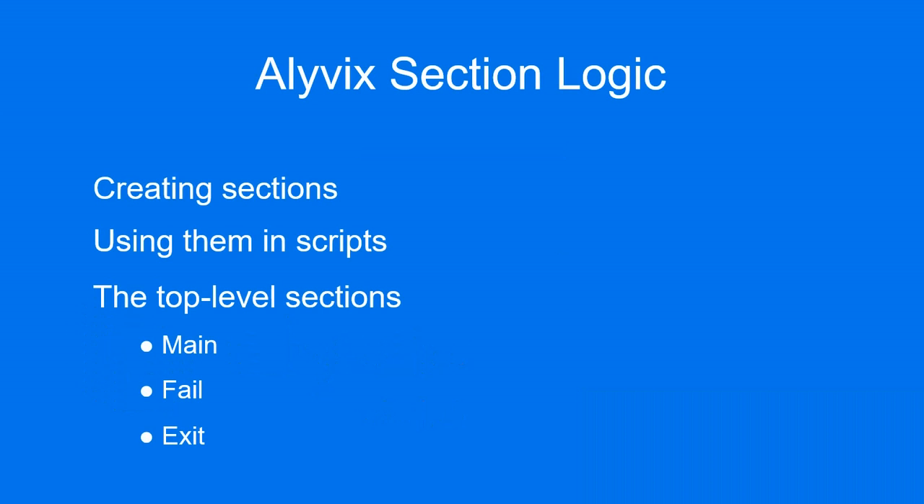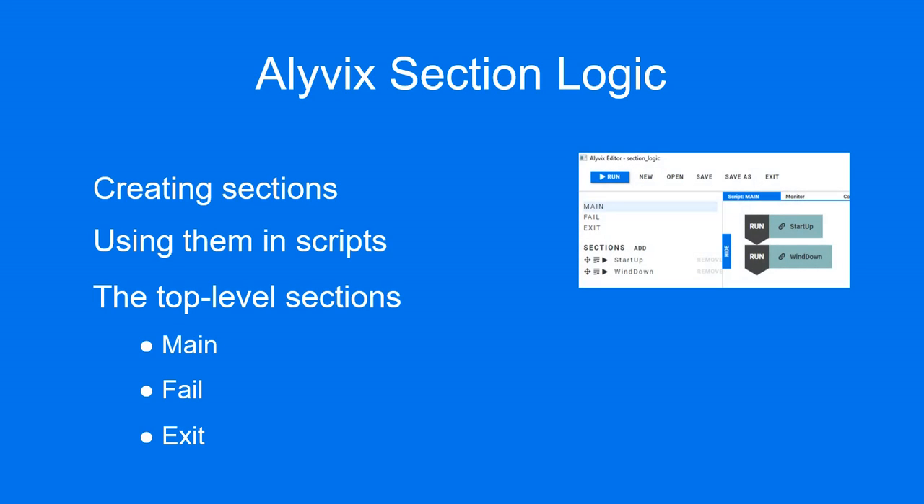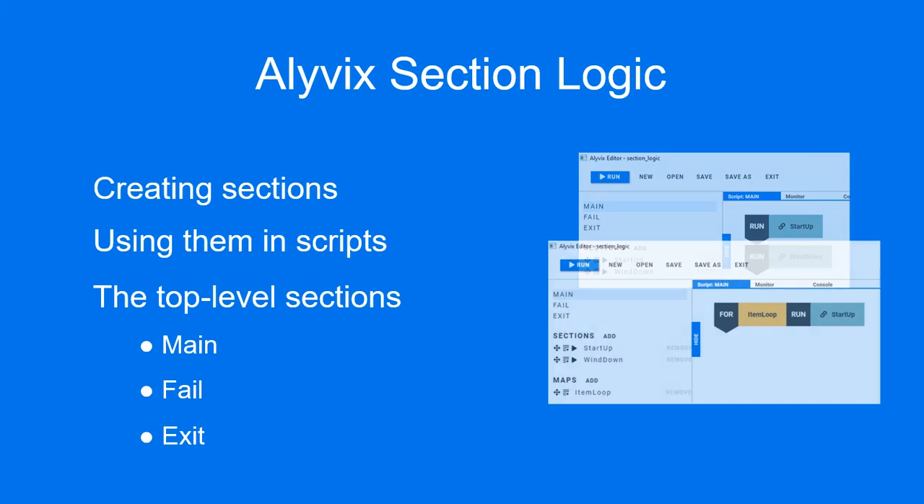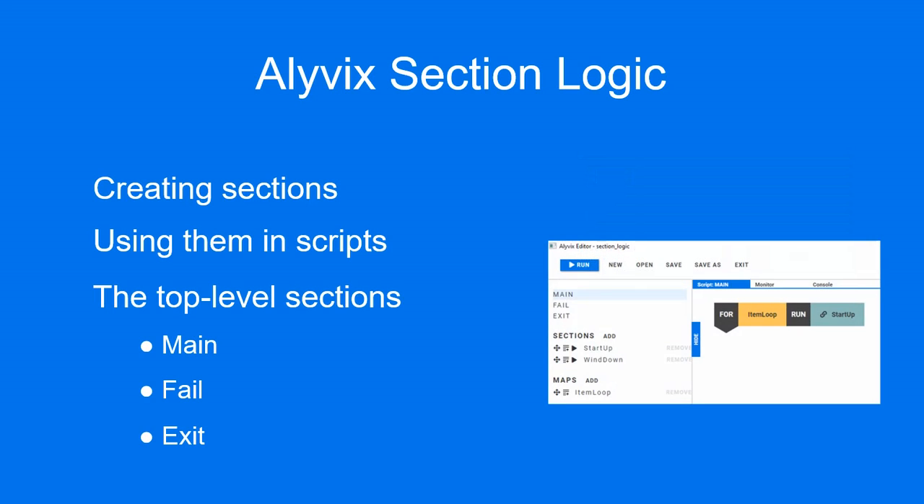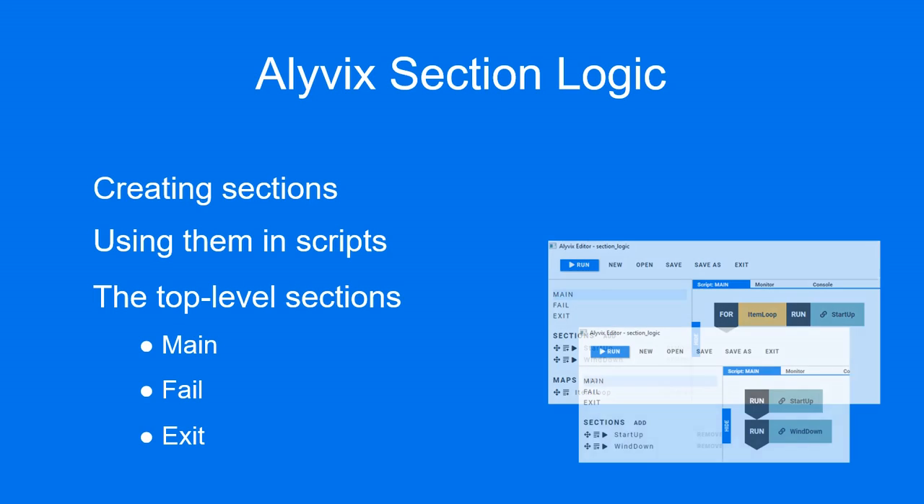Sections in Alyvix contain sets of actions with a name that you can define. They are similar to named subroutines in programming, allowing you to create one or more separate scripts in addition to the main script, and then use them as if they were a single test case object. Sections appear in the scripting management panel at the left.